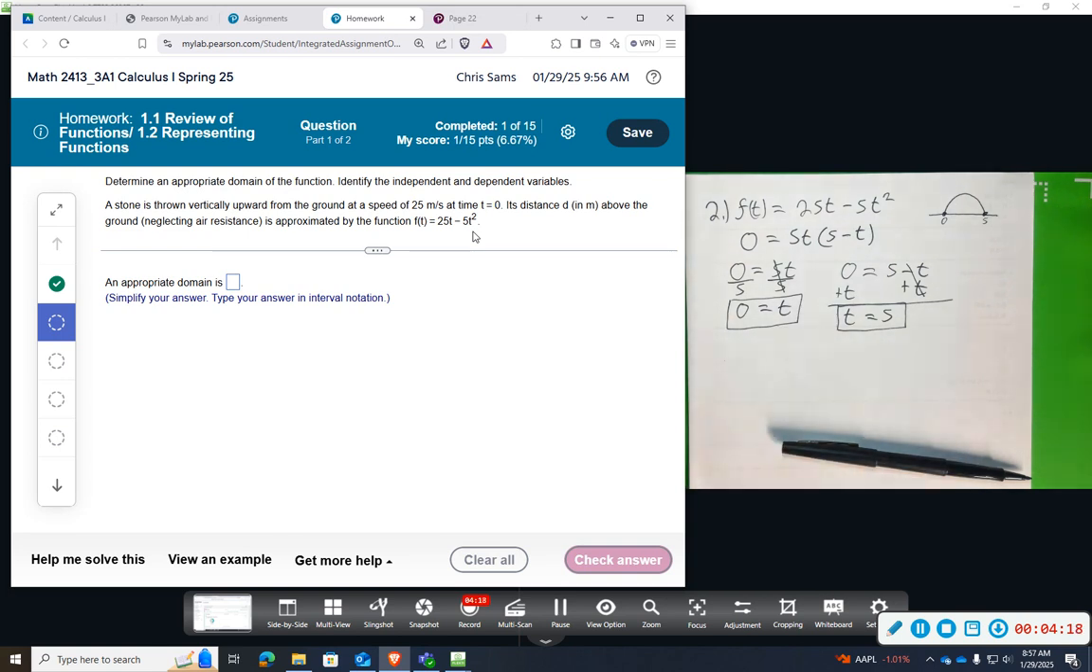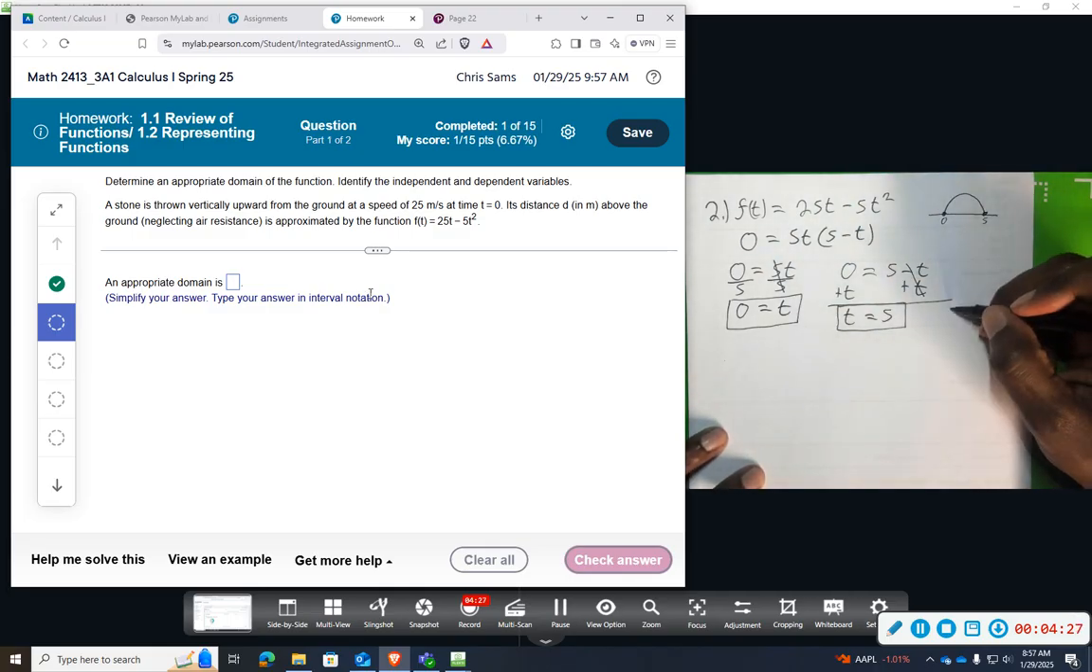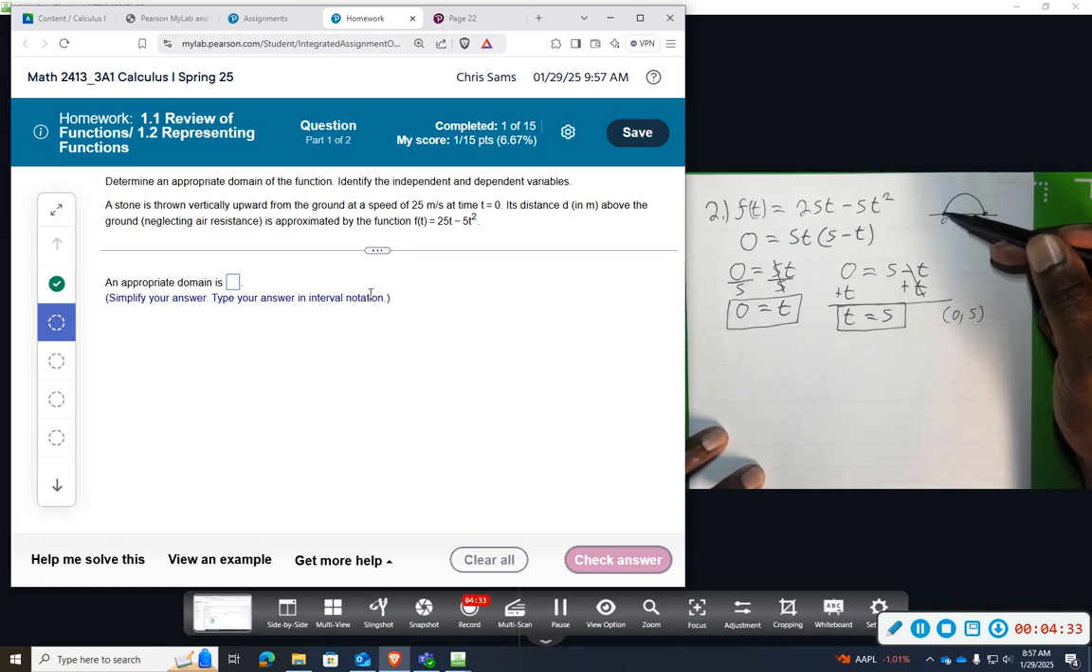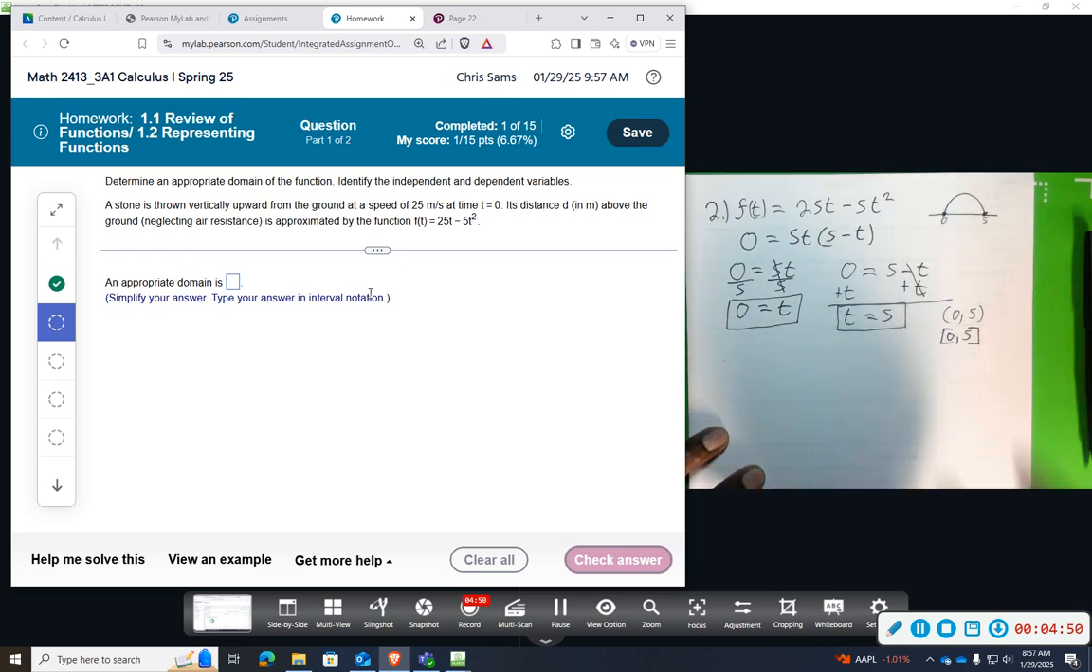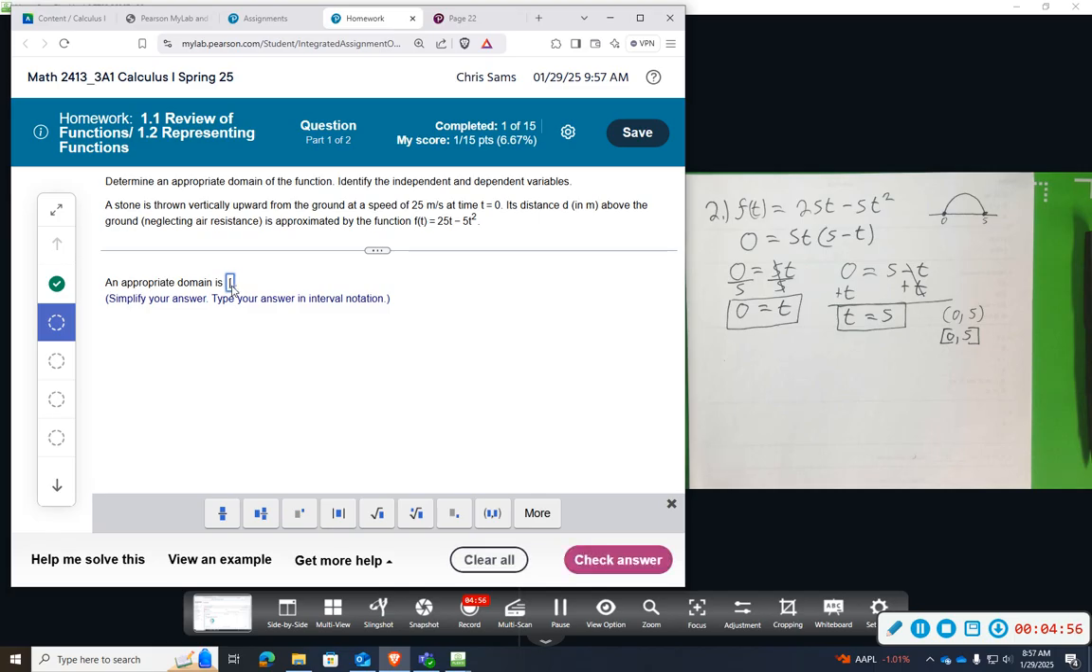So the answer box says to put it in interval notation. Since this is real world, if you put it in parentheses, that would be incorrect, because we actually do start at 0, and we actually do reach 5. Parentheses would indicate we don't actually use the endpoints, and in this case we do. So you want to use a square bracket that indicates that the 5 and the 0 are actually included in all the numbers in between. So I'm going to use the keyboard and just do the square bracket 0, and then 5.